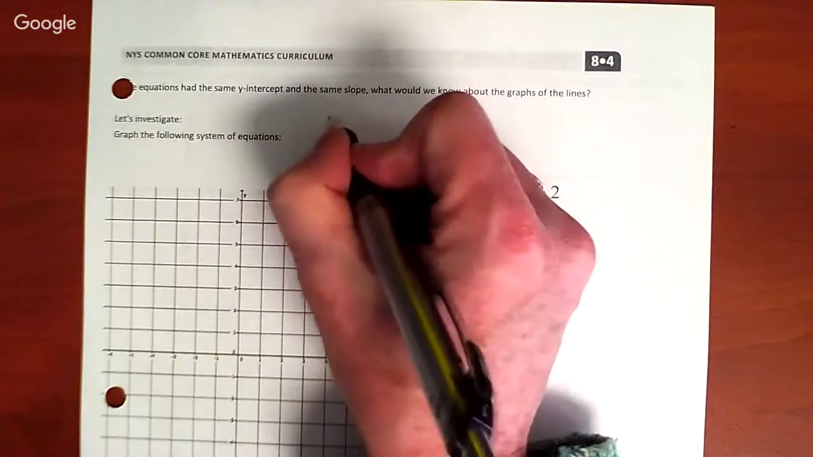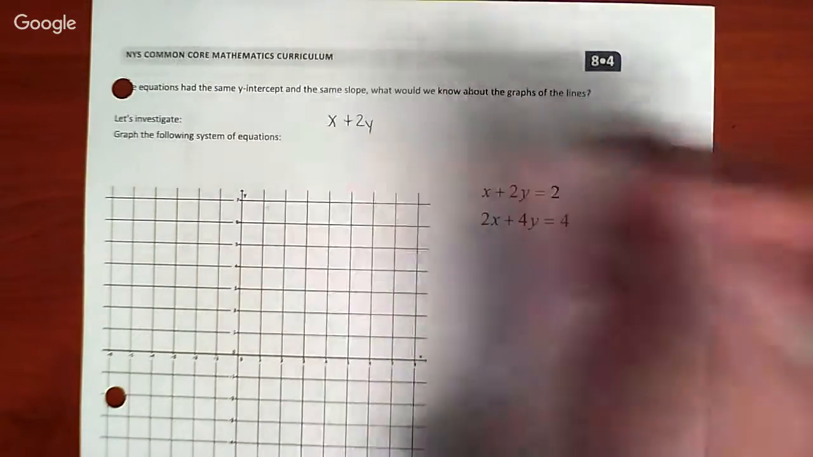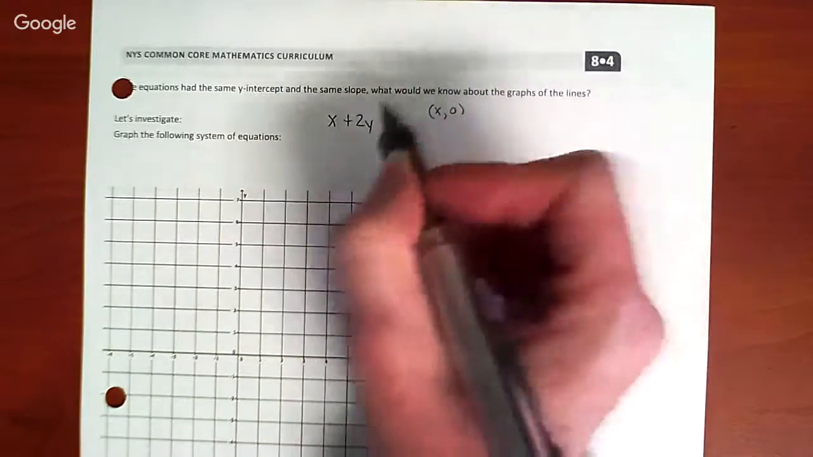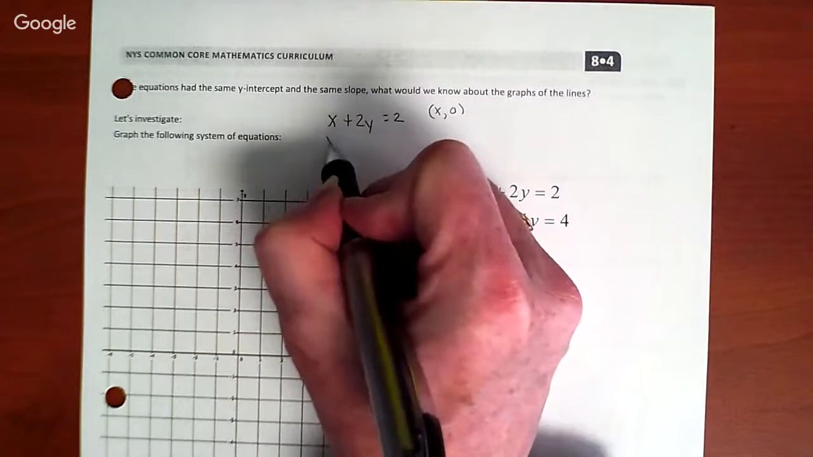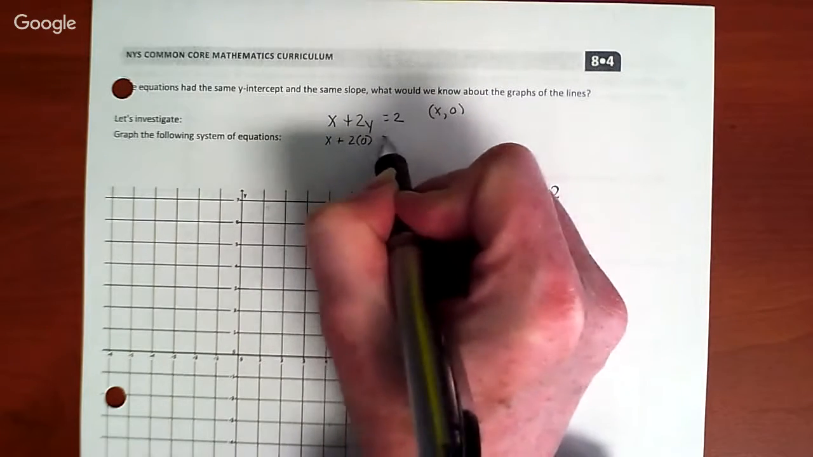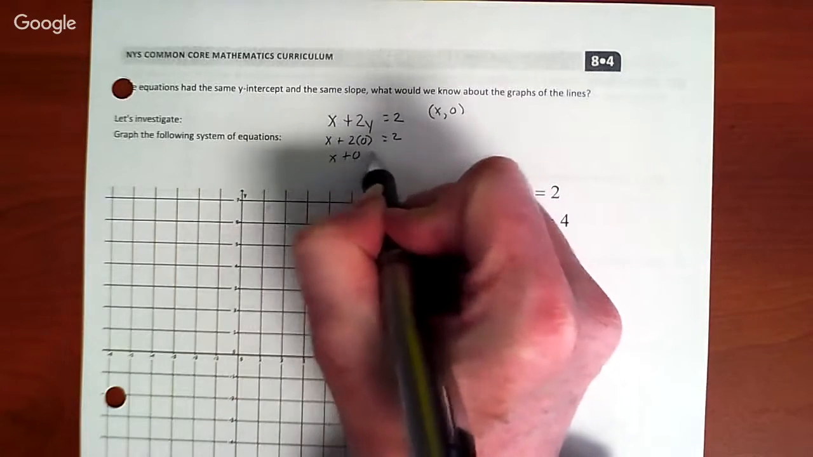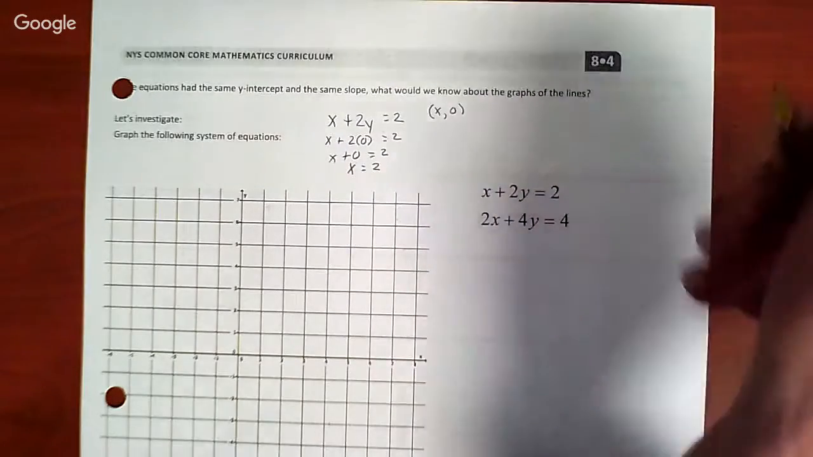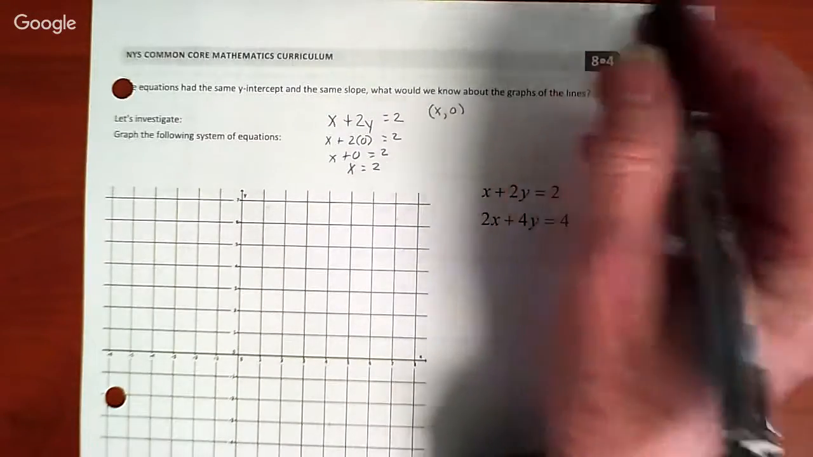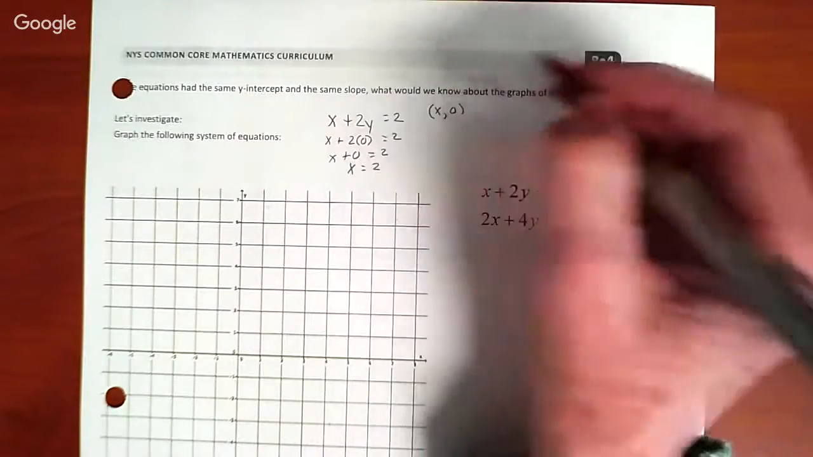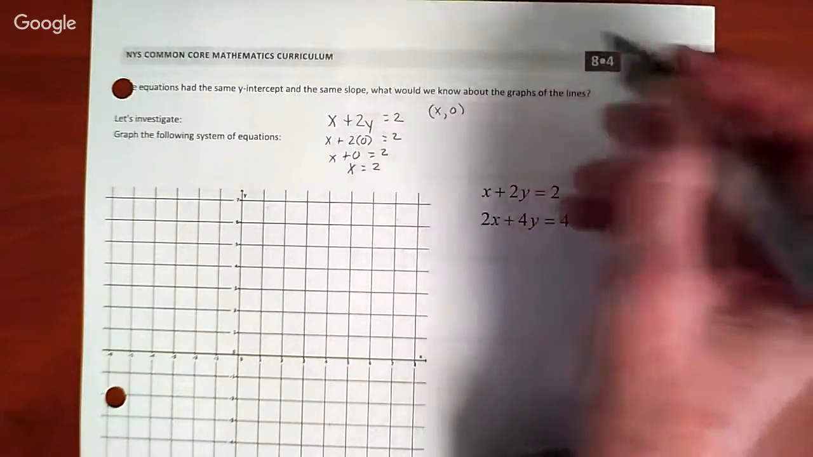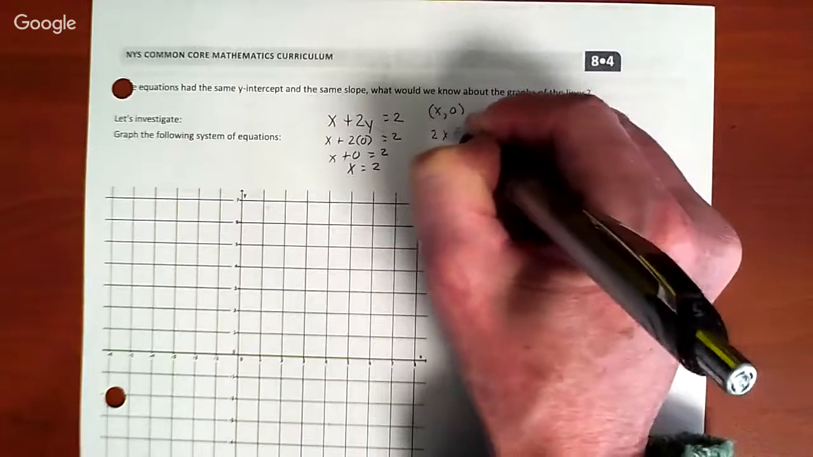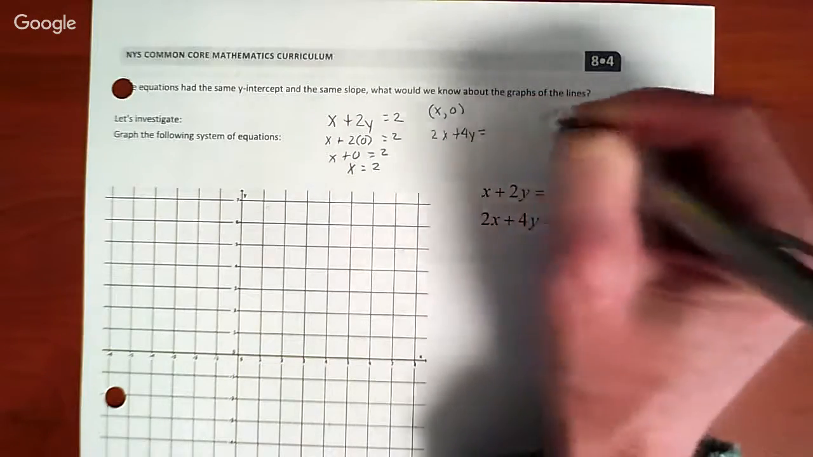So for this one, I'm going to put x plus 2y equals 2. So I'm going to say x comma 0. So for 0 here, x plus 2 times 0 equals 2. X plus 0 equals 2. So x equals 2. So putting it into the other equation, x is 2, 2x plus 4y equals 4.